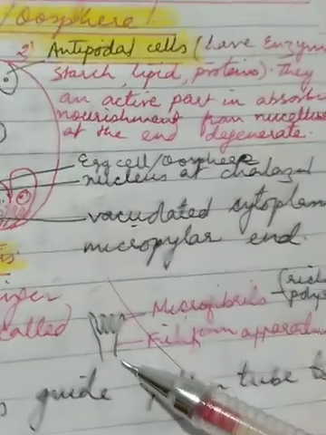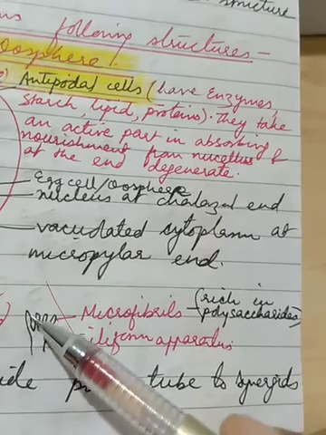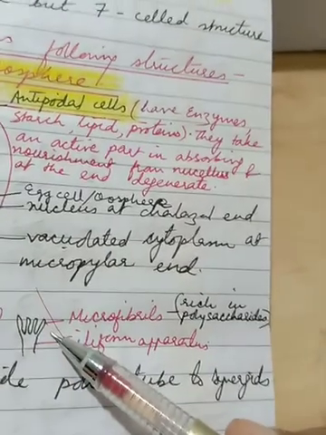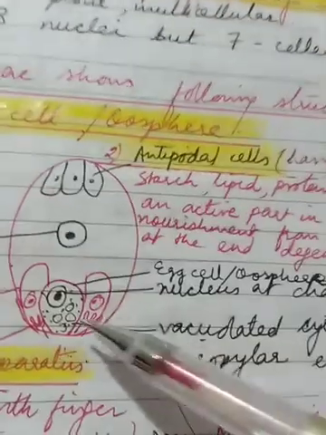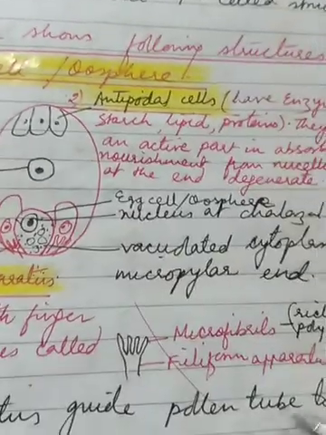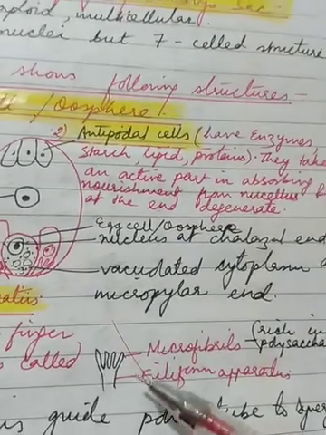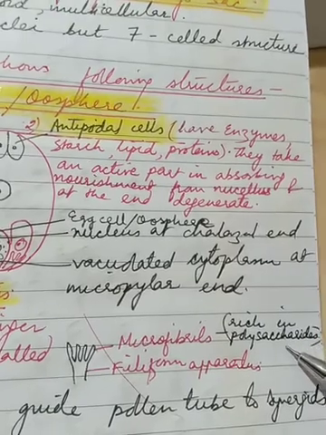You can see a finger-like structure, that is the filiform apparatus, which further divides into what you call microfibrils, or even smaller finger-like structures. You can see each one over here and the other over here. So what do you call this? Filiform apparatus, which ends up into microfibrils. Now microfibrils, they're very rich in polysaccharides.